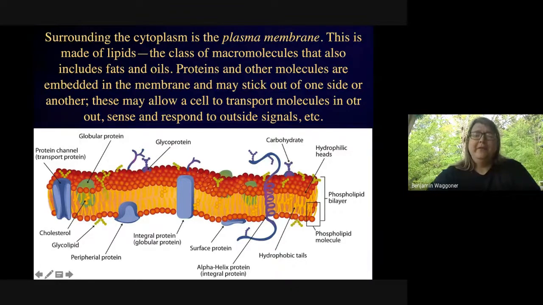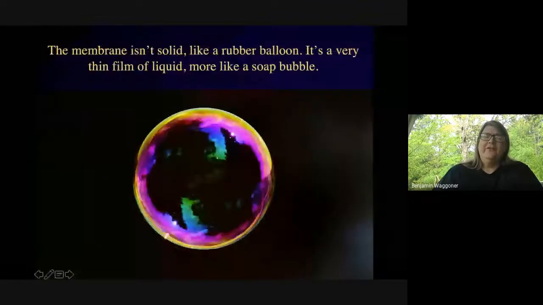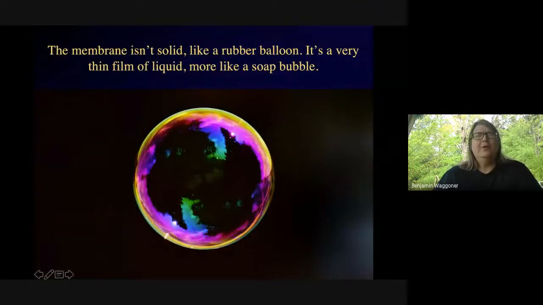And if this seems a little counterintuitive, the membrane isn't really solid. It's not like a rubber balloon or a latex glove or anything like that. It's technically a liquid, but it's a liquid that naturally tends to form a very thin film. And the best analogy that you would know is a soap bubble. If you've ever blown soap bubbles and maybe watched one up close, you might be able to see that soap is kind of skittering around on the outside of the soap bubble.